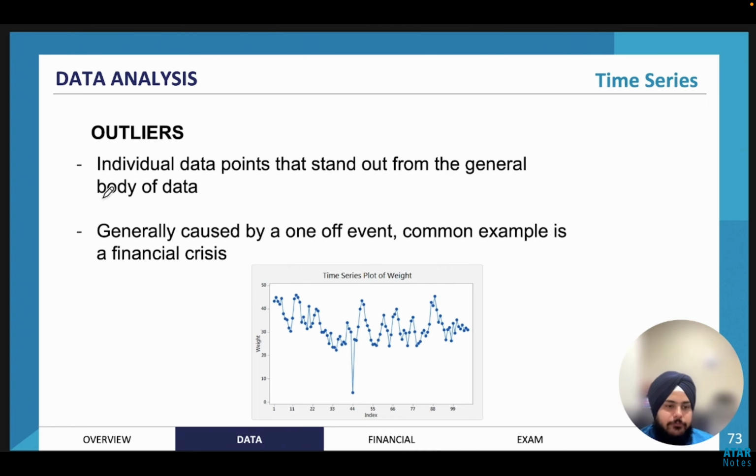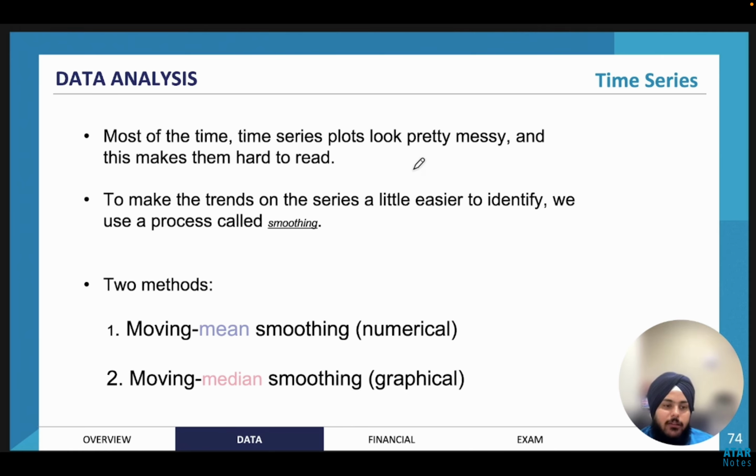And lucky last, we have outliers. Outliers are the individual data points that stand out from the general body of data. They are really obvious on the data set or the graph. For example here, values just diverge from the overall pattern.